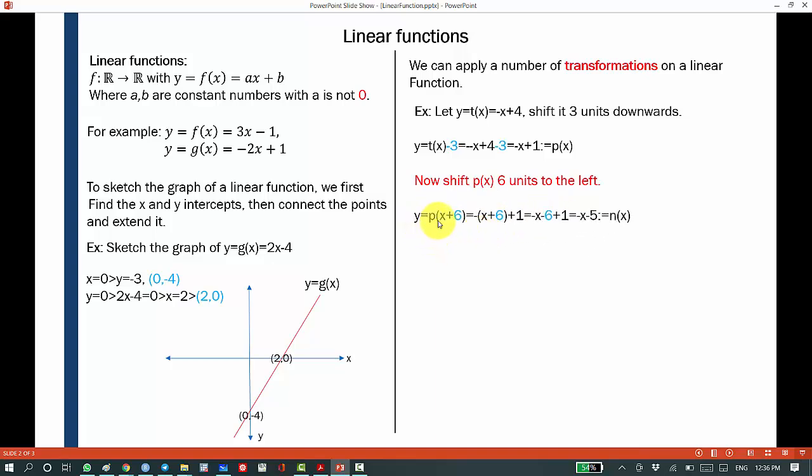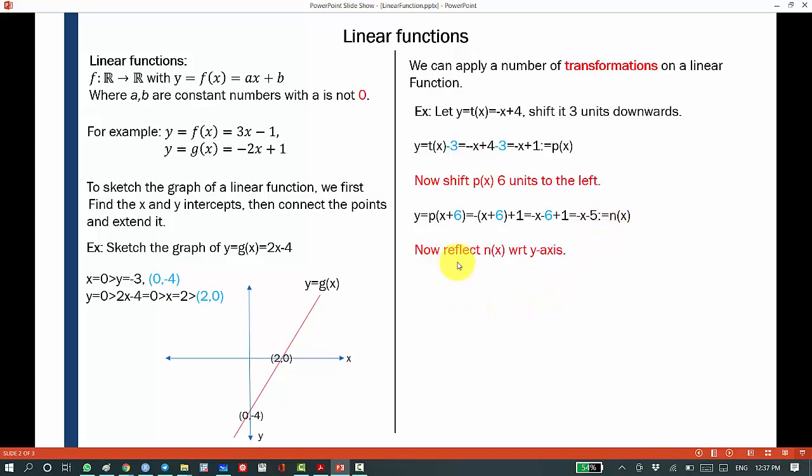Hence y is equal to p of x plus 6, which is minus x plus 6, because we replace x with x plus 6, plus 1, which is from here. Multiplying this minus sign with both terms inside, we get minus x minus 6, and plus 1 we already have. Minus x and minus 6 plus 1 is minus 5. We name this new function as n of x.